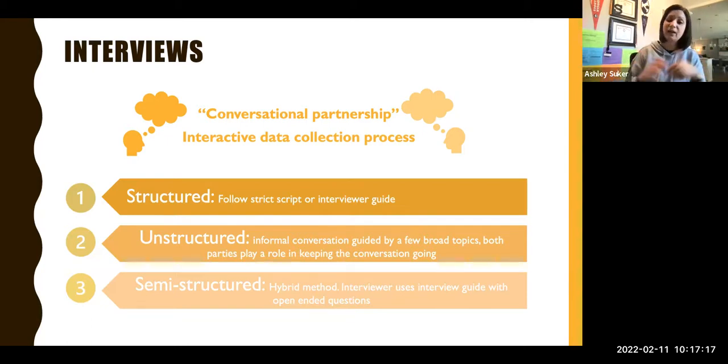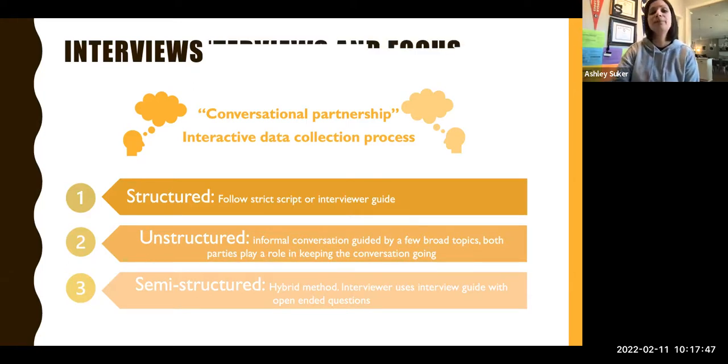You're going to say, hey, today we're going to talk about your experience with contraception following birth. And then kind of go from there and get people talking. And with this, both parties, so the researcher and the participant, are responsible for keeping that conversation going. And then you can have a semi-structured interview, which is a hybrid between both the structured and unstructured. It uses an interview guide, but there are open-ended questions, and it is okay if every question isn't answered.